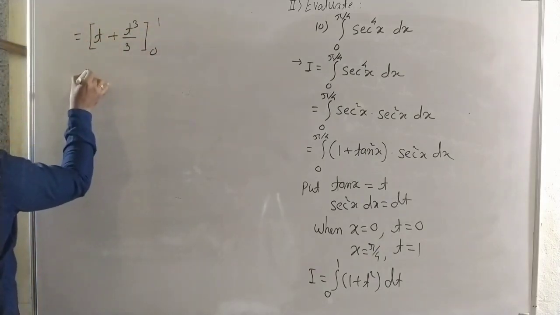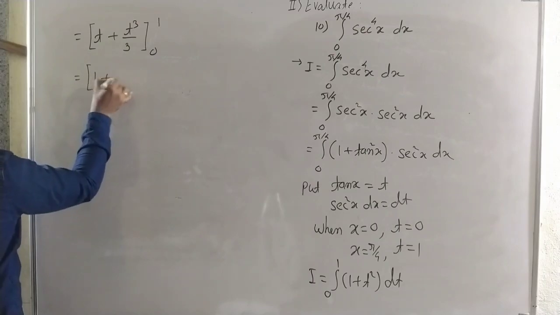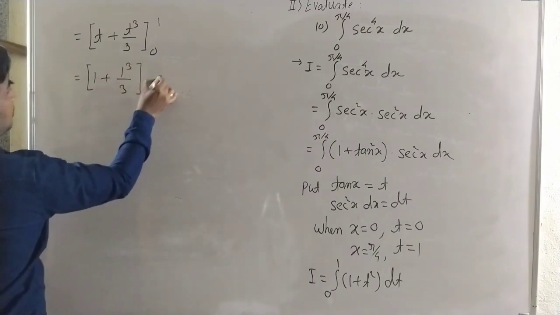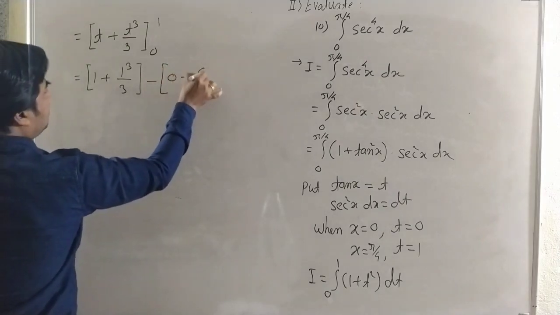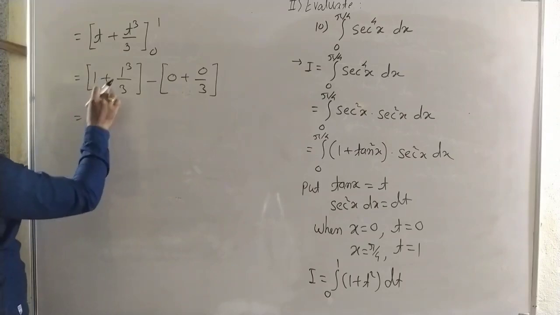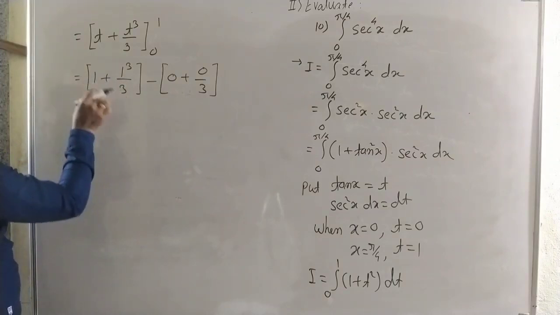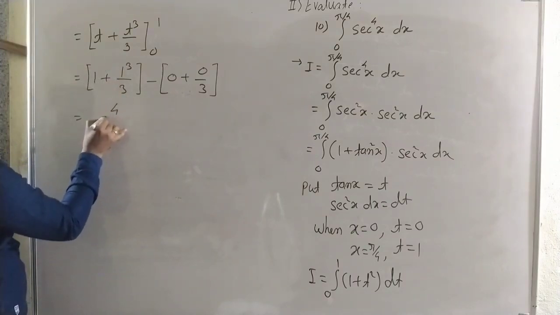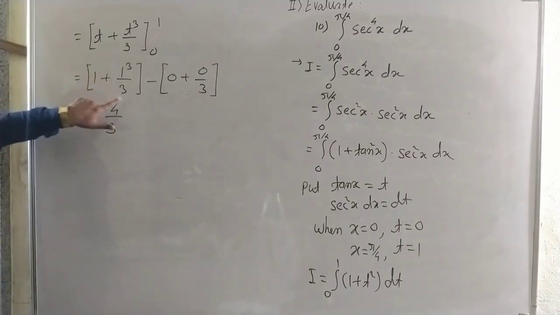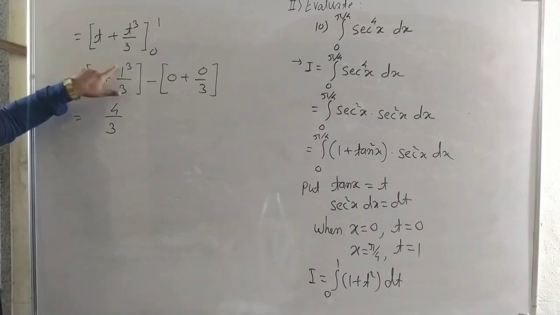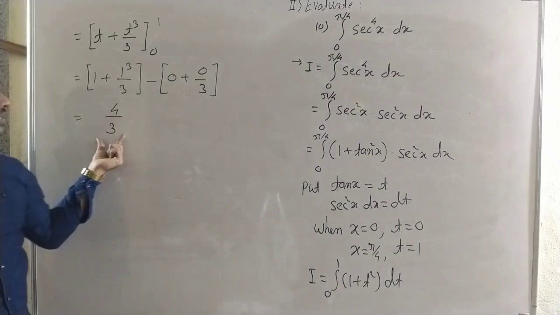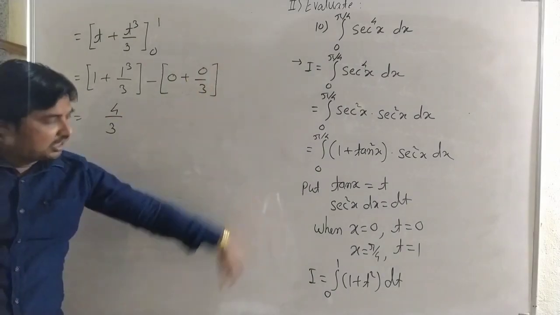Then first put the upper limit, that is 1 plus 1 cube by 3, minus 0 plus 0 by 3, which will be 0, and then here 1 plus 1 by 3. That means 4 by 3. The addition: 3 into 1 is 3, 3 plus 1 is 4, so it is 4 by 3, minus 0. Okay, here is the last answer of this question. See carefully this.